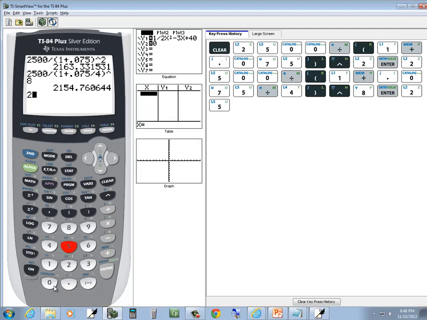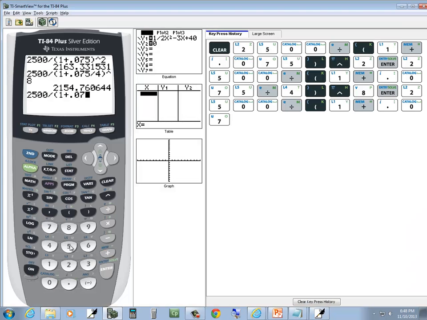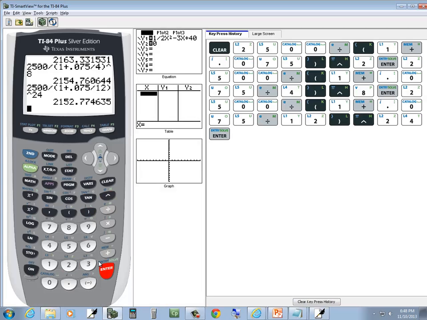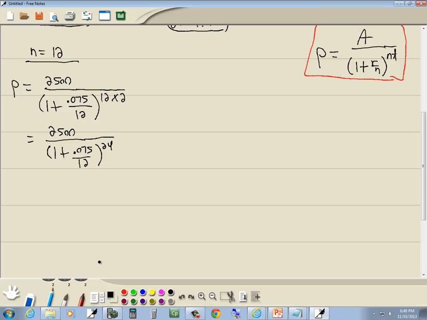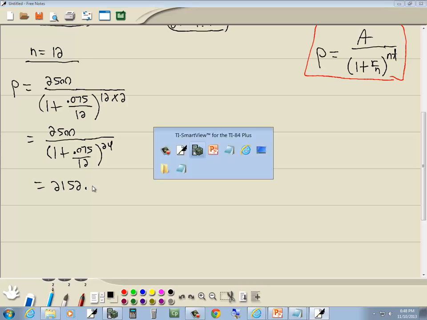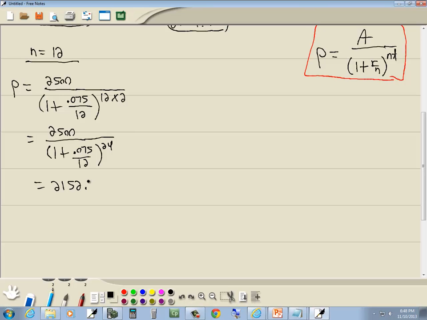So we got 2,500 divided by beginning parentheses 1 plus 0.075 divided by 12, close parentheses, caret 24. This gives us $2,152.77.